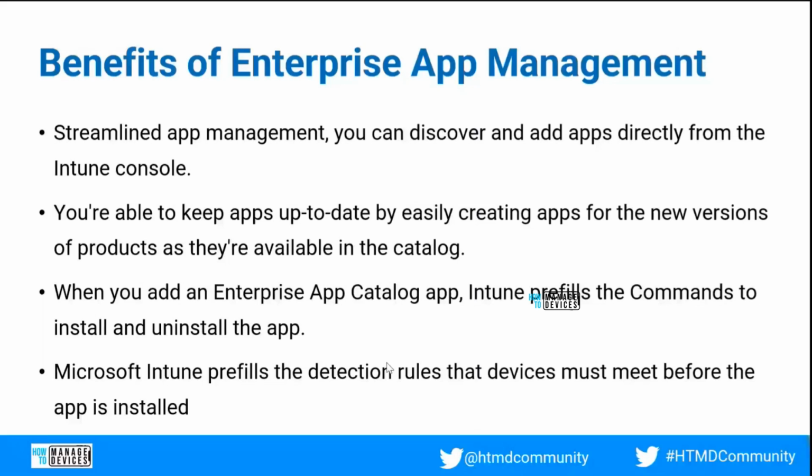You'll be able to keep the apps up to date by easily creating an app for the new versions of the product. Having said that, it will not upgrade to the latest version of the application. Say you have installed a particular version of Zoom. I don't remember the current version, but when a new version is released, it will not upgrade to the latest version automatically, right? So you have to keep track of when Zoom releases a new version of the application. You probably have to create a new application and deploy it to the respective groups. It's a very easy process though, right?